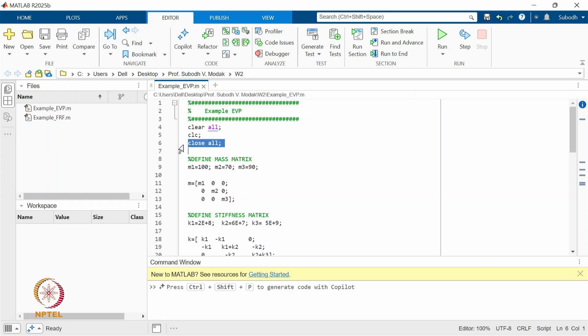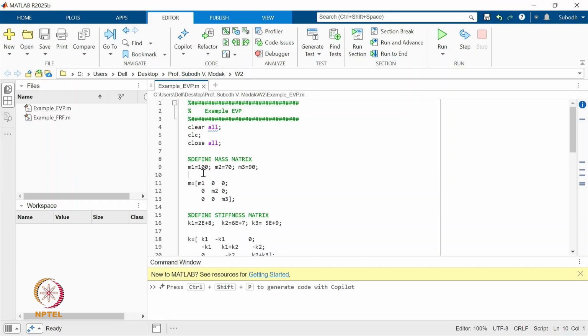Close all essentially closes all the existing figures, right. So when we are running our program, we would like it not to interfere with existing figures, so it becomes easier to look at the figure. That is why these three statements typically help us to very conveniently look at our results. Then now we are defining, this is a comment statement, starting with the percentage sign. It is a comment statement.